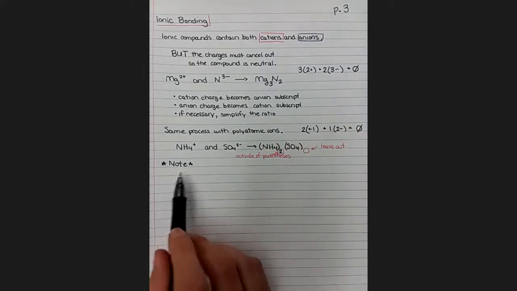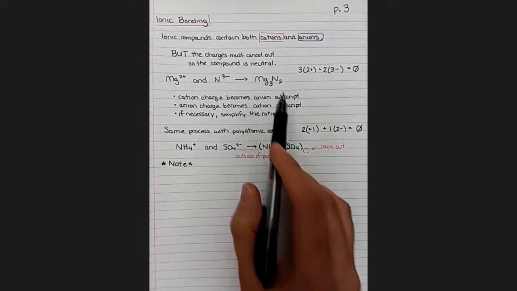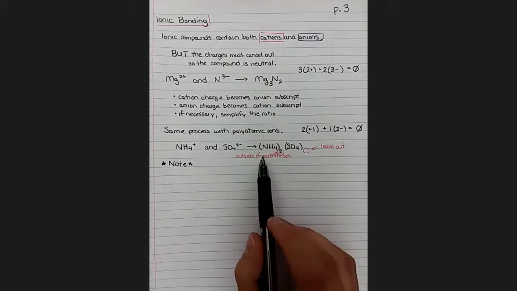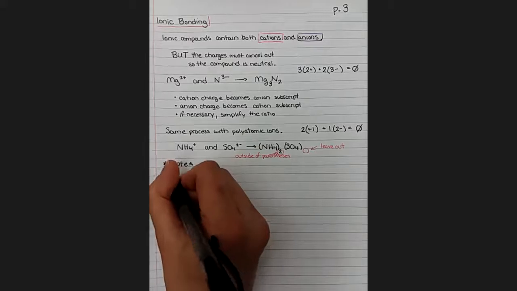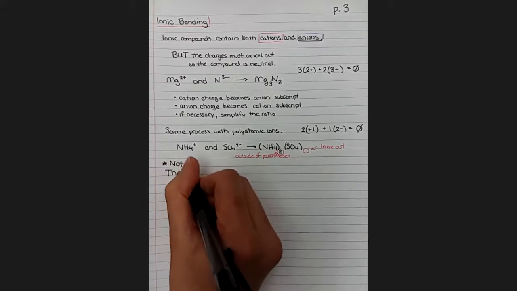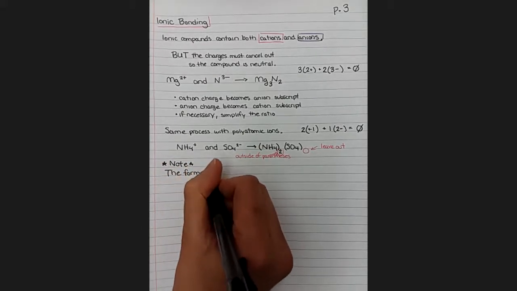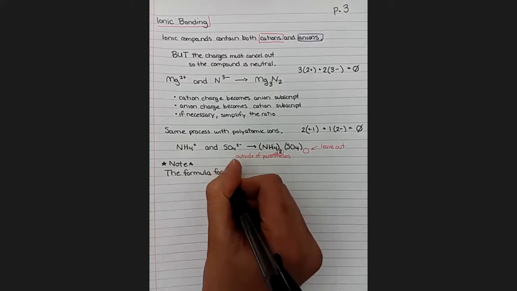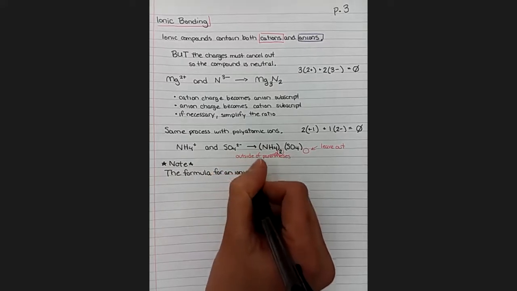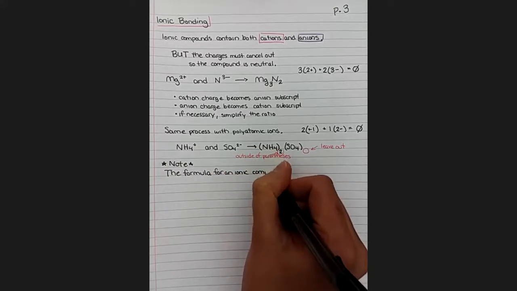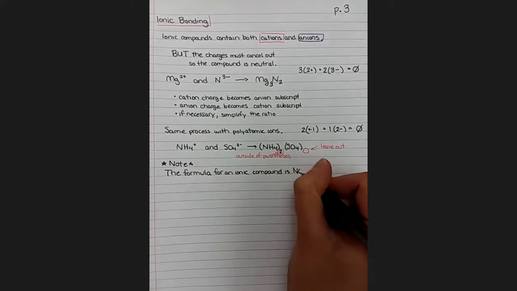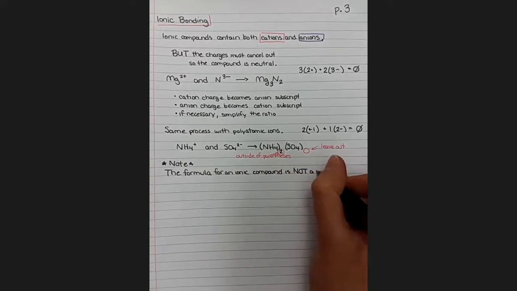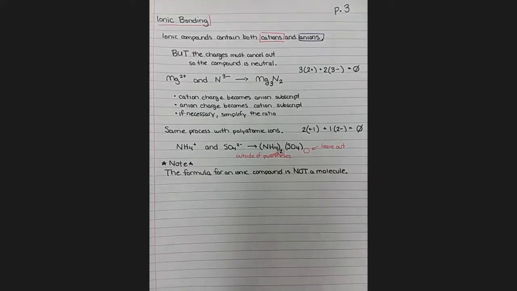Now for the note. We have been writing these ionic formulas, Mg3N2 and (NH4)2SO4, as if they were molecules, but I'm sorry to tell you that it is simply not true. The formula for an ionic compound is not a molecule. It is simply a formula unit or a formula. It tells us about the ratio and nothing more.